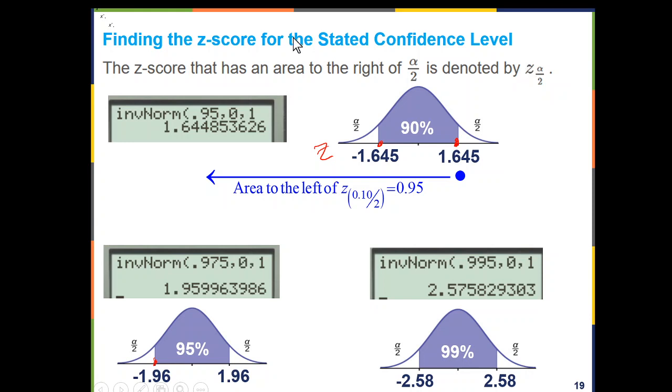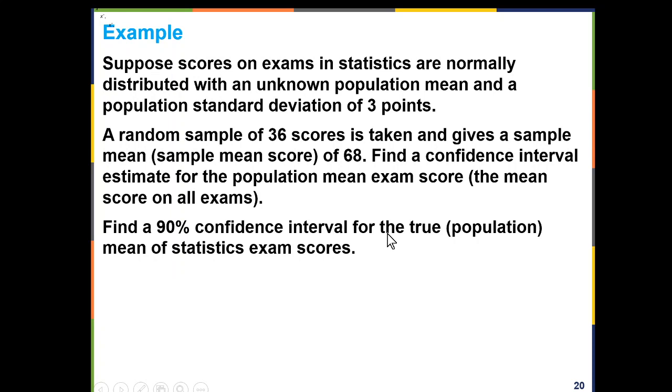right? So the z-score for the confidence interval. For every confidence interval, we have a z-score. Now, these three numbers are famous, so you should memorize them. 1.645 for 90%, 1.96 for 95%, and 2.58 for 99%. Okay? So here's an example.